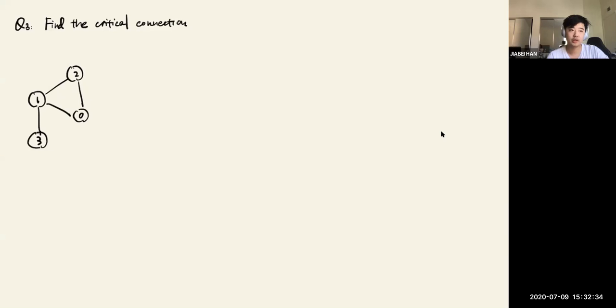The number of children. No, for this question, I think the input is only the number of total nodes in this graph and all the edges in this graph. So the first thing you need to do is to transform this to an adjacency list. And in an adjacency list, the size of the list is actually the number of neighbors. I think that's what you mean.